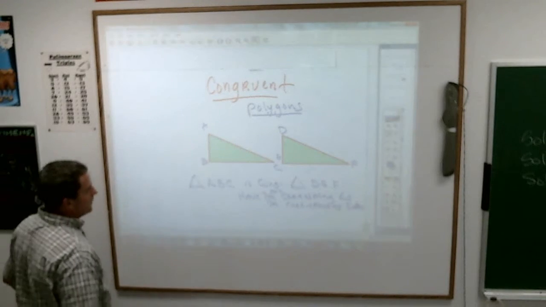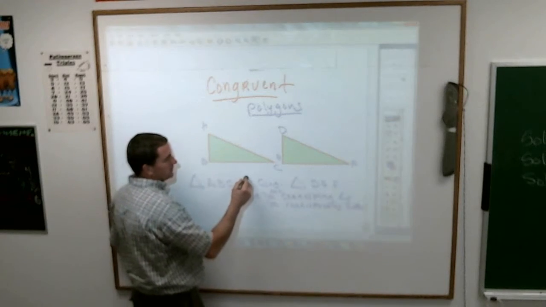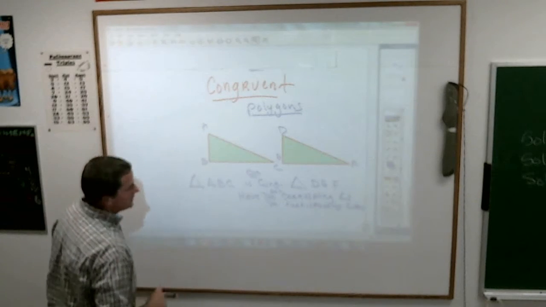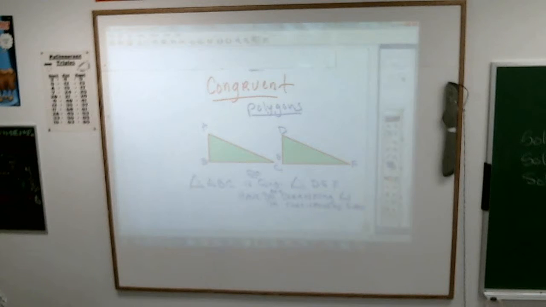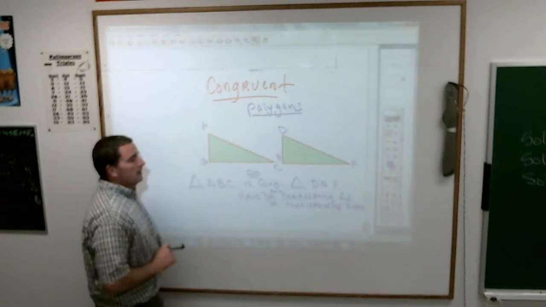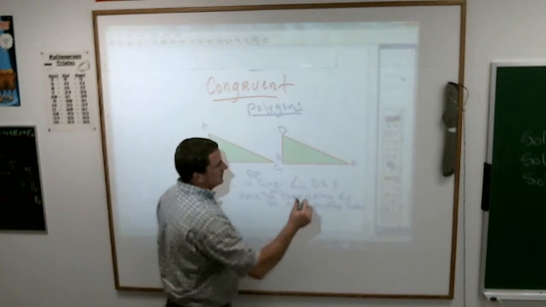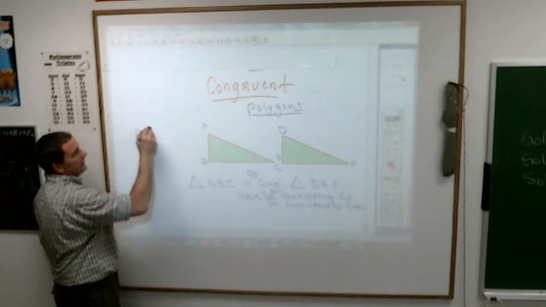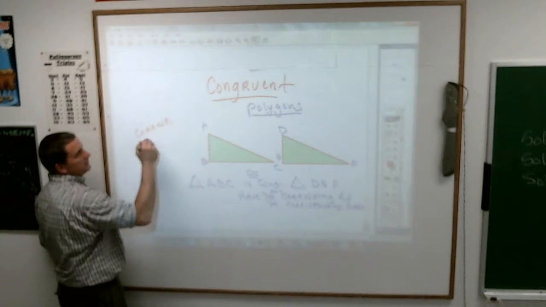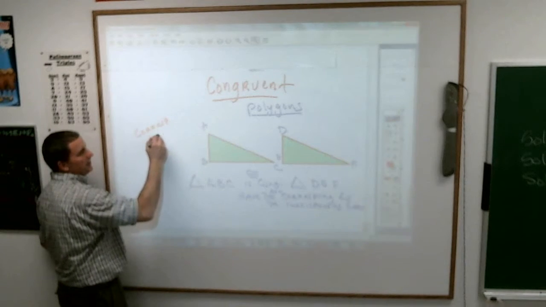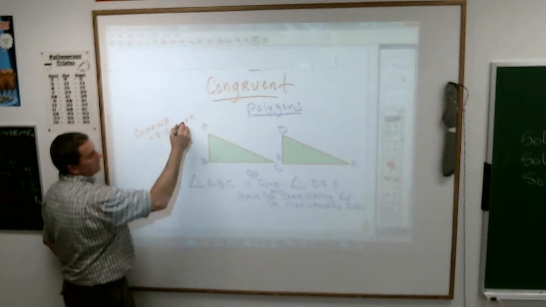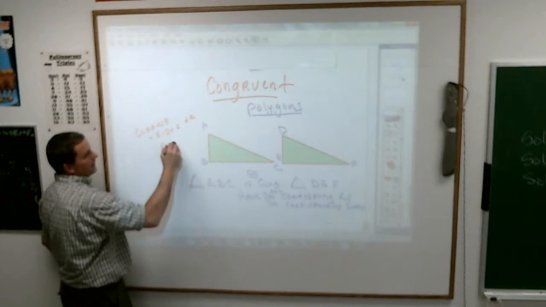By the way, instead of writing the word congruent, you can do this little thing. Make an equal sign with a little squiggly line up there. That means is congruent to. Okay? Now, here's the deal. If something is corresponding, to correspond, that means the sides or angles that match up.